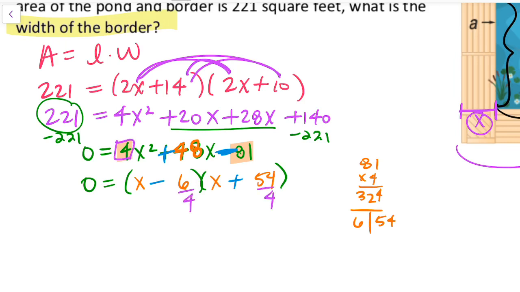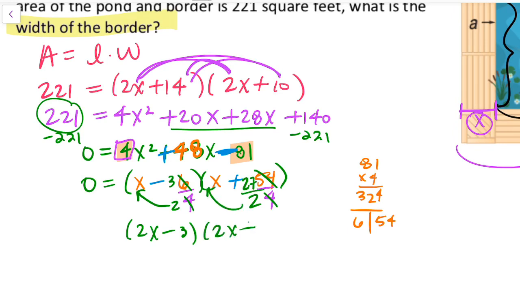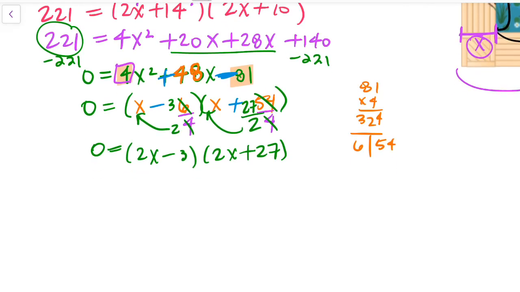We are able to reduce both of these. 6 over 4 reduces to 3 over 2. Slide that 2: 2x minus 3. 54 over 4 we're able to reduce by 2. So we get 2 on bottom. We'd get 27 on top, right? And then we slide that 2 again. But we are asked to solve, so we set our parentheses equal to 0 and solve from there. This one would give us 2x minus 3 equals 0, 2x equals 3, or x is 3/2.